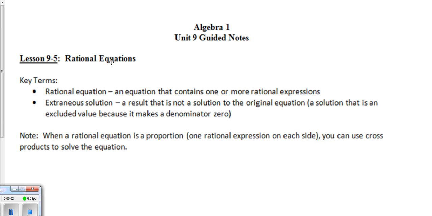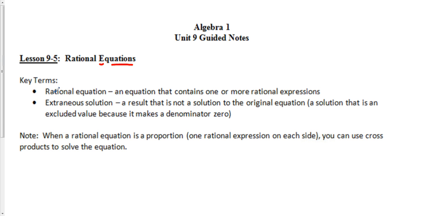Lesson 9-5 is all about rational equations. We've used rational expressions before, where both the numerator and denominator are polynomials, or they can have the variables in them. Now we're going to look at rational equations. Now, a rational equation just sets one rational expression equal to another.